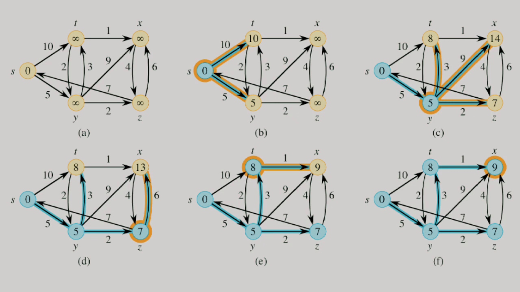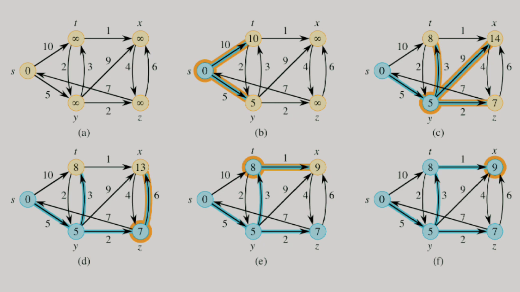In figure B, we identify the vertices which can be directly reached from S, and hence the values of t and y are updated as 10 and 5. Next, we identify the vertex which has the shortest distance, which is y in this case. Now find out the distance from S to all the other vertices through y and update the distance of the vertices if the newly found value is less than the already estimated distance.